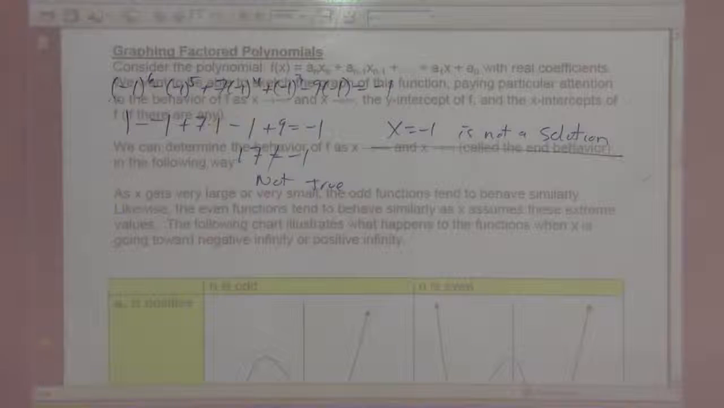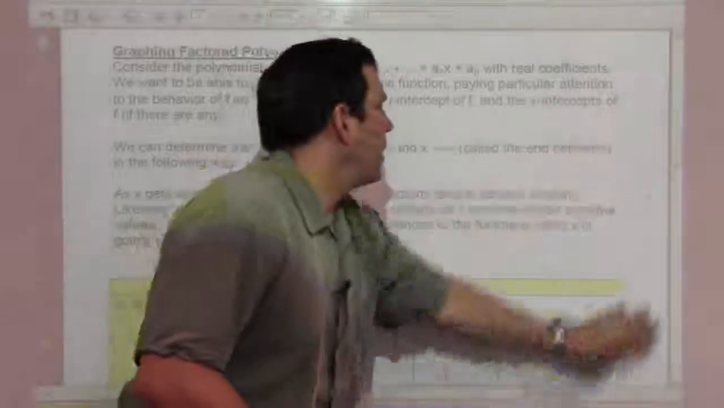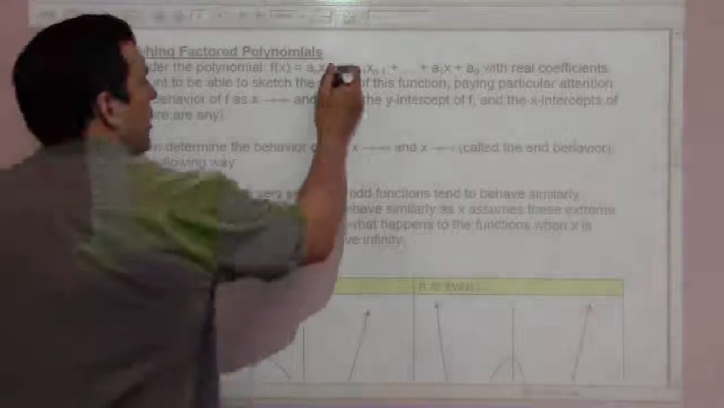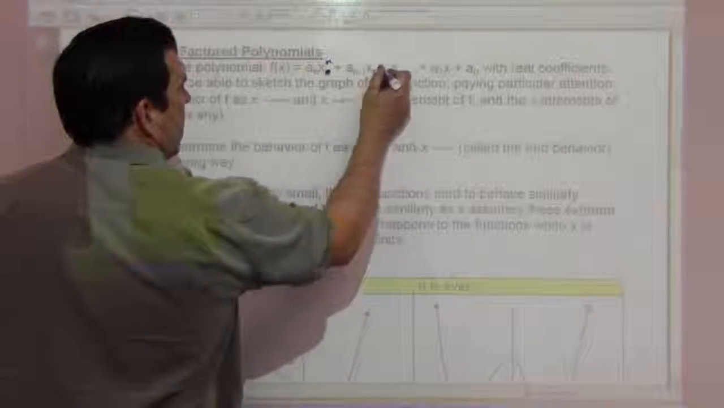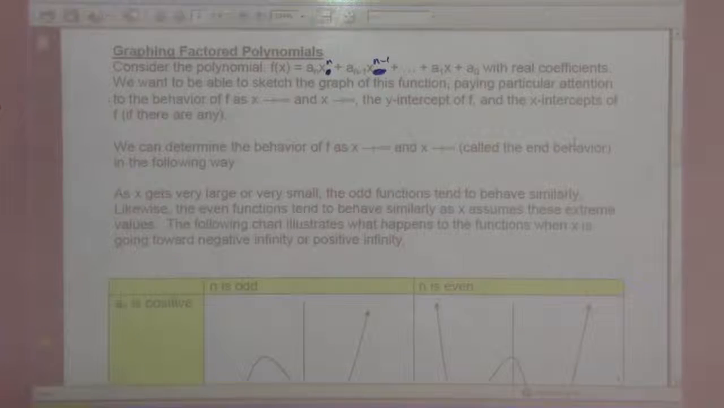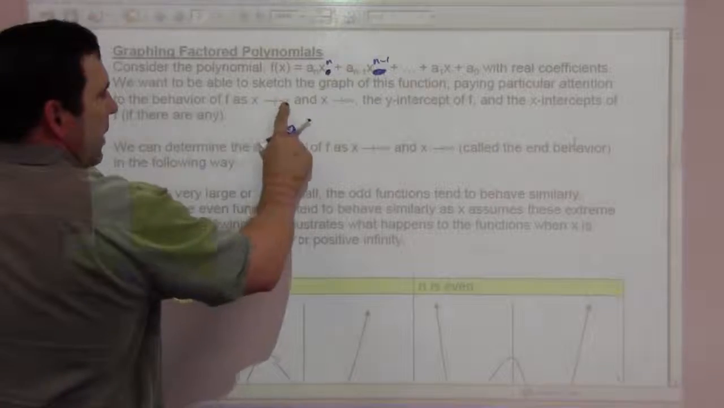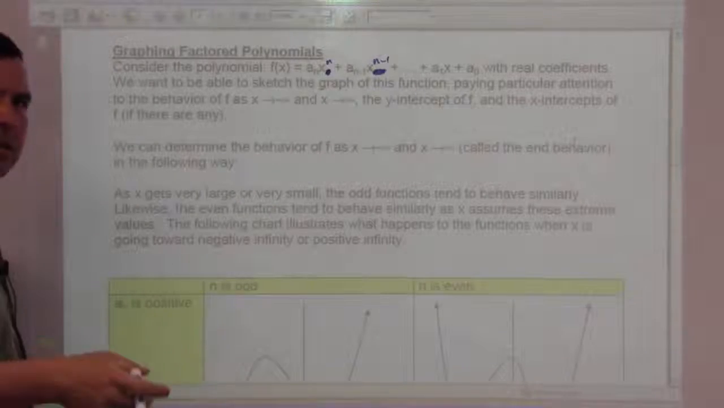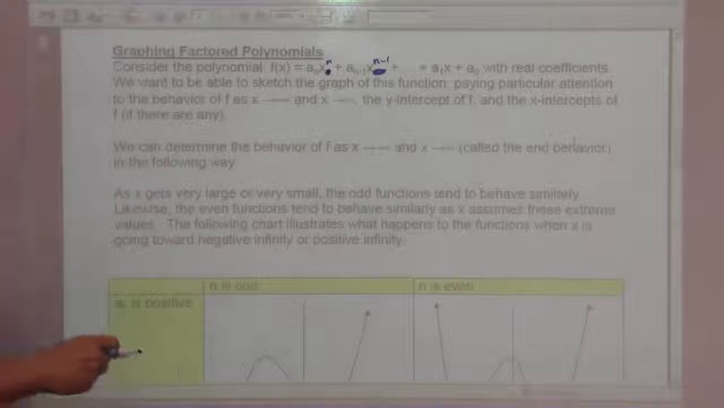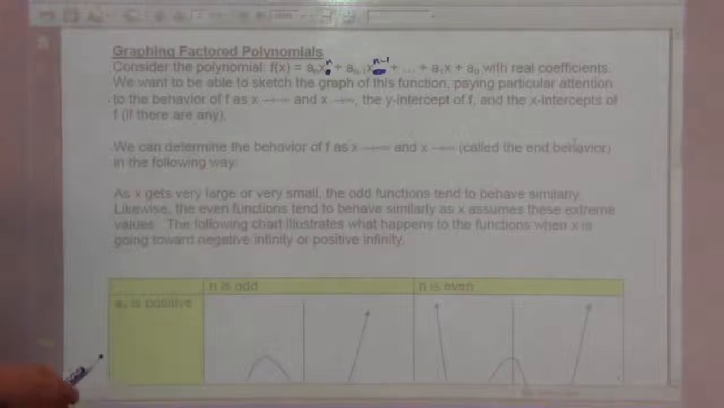Graphing factored polynomials. So consider the polynomial a sub n x to the n plus a sub n minus 1 x to the n minus 1 plus dot dot dot plus a sub 1 x plus a sub 0 with real coefficients. We want to be able to sketch the graph of this function, paying particular attention to the behavior of f as x goes to negative infinity and x goes to positive infinity. I talked about this back in chapter 3. Also the y-intercept of f, and the x-intercepts of f if there are any.